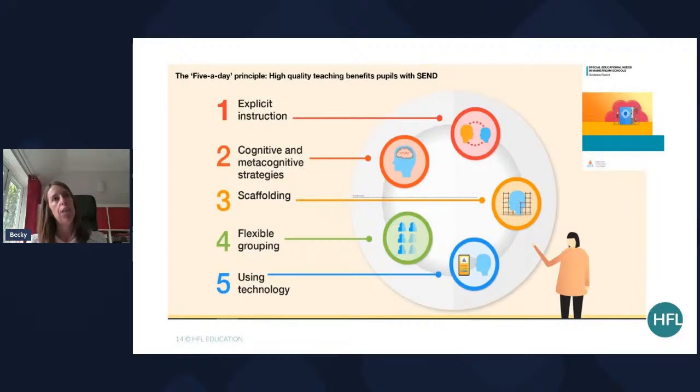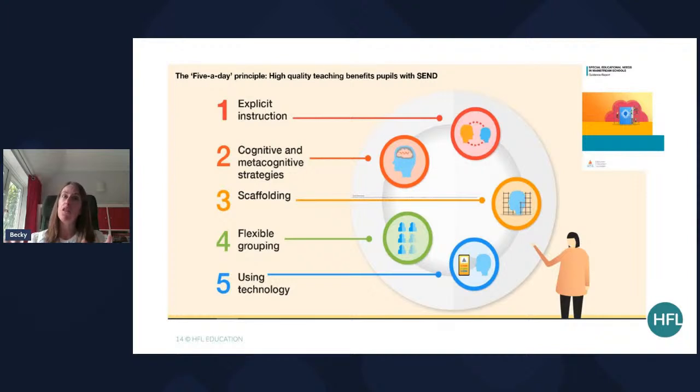And you can see here the 5 elements that they recommend: explicit instruction, cognitive and metacognitive strategies, scaffolding, flexible grouping, and using technology. And I wonder how far you are in your journey on implementing something like this. You may have your own approaches that you found in reading that you're focusing in on. I was in a school the other day who are pushing Rosenshine's principles of instruction. And there is overlap.